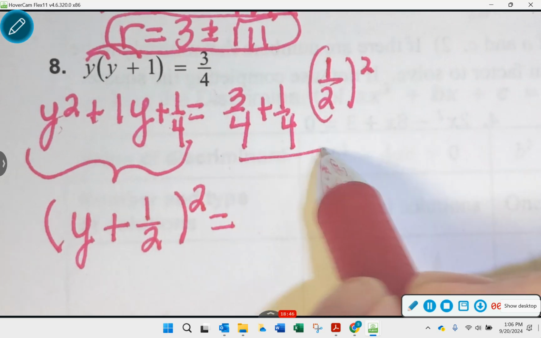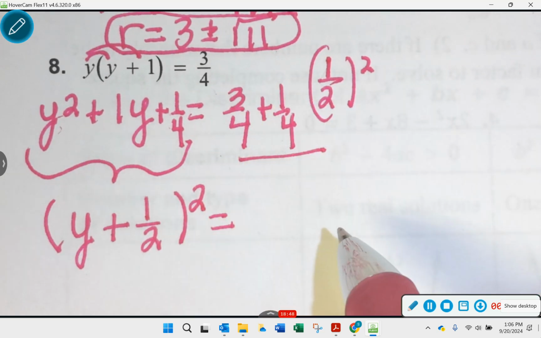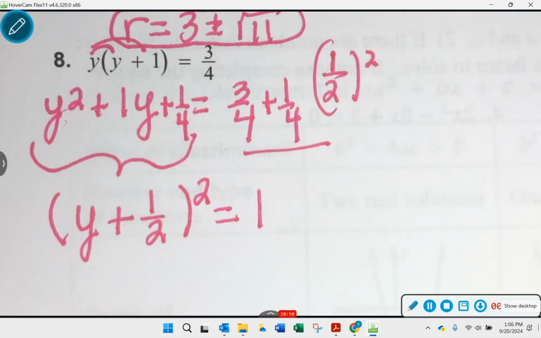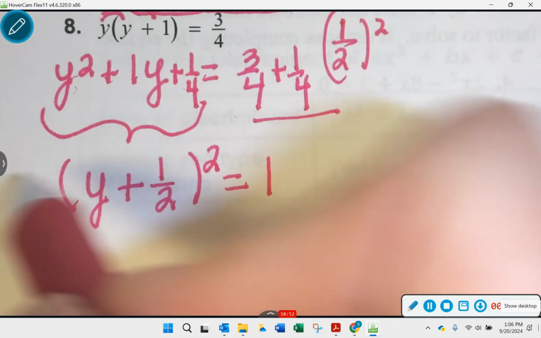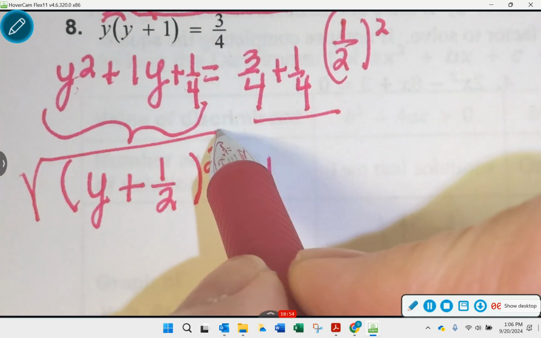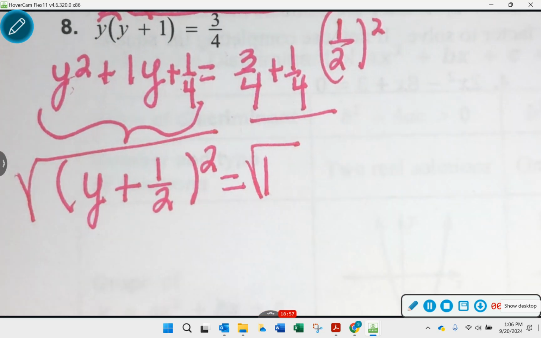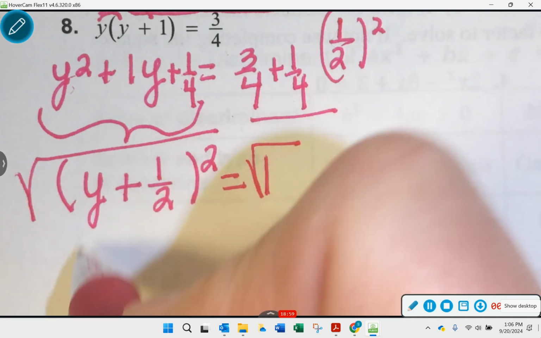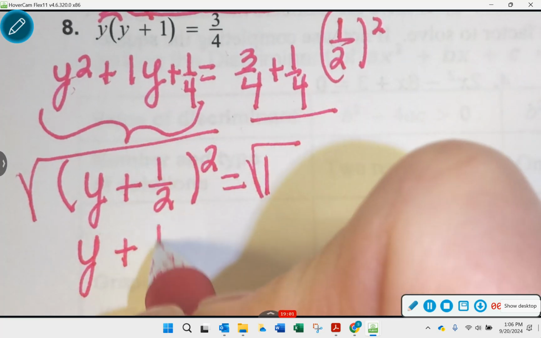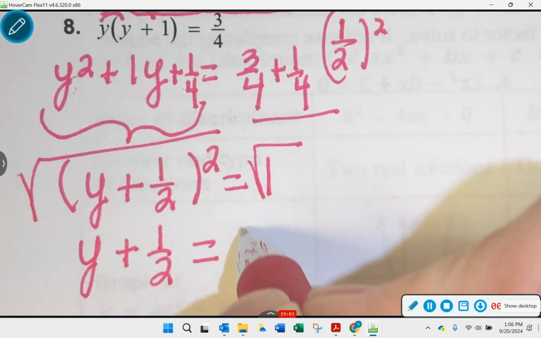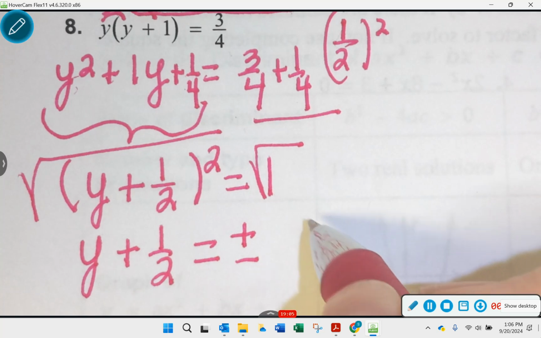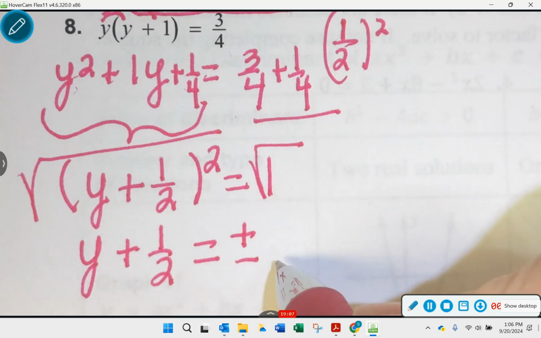Now we have to figure out what's 3/4 plus 1/4. 1. And so now I can take the square root on the left and the square root on the right. So we have y plus 1/2 equals plus or minus what? What's the square root of 1? Just 1.